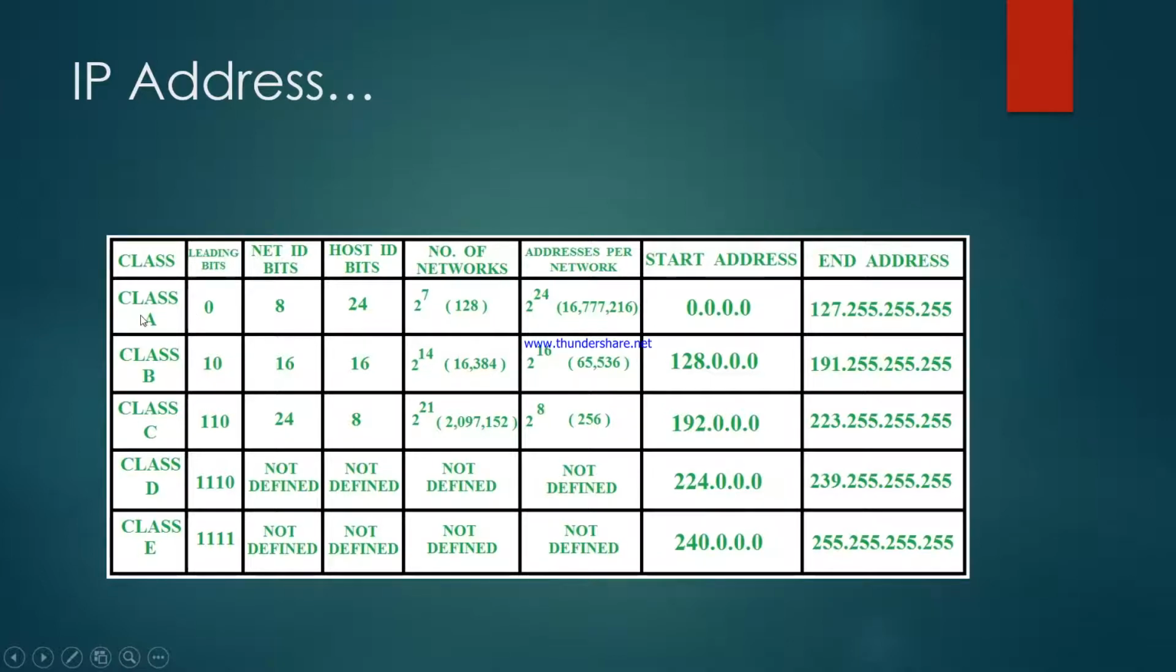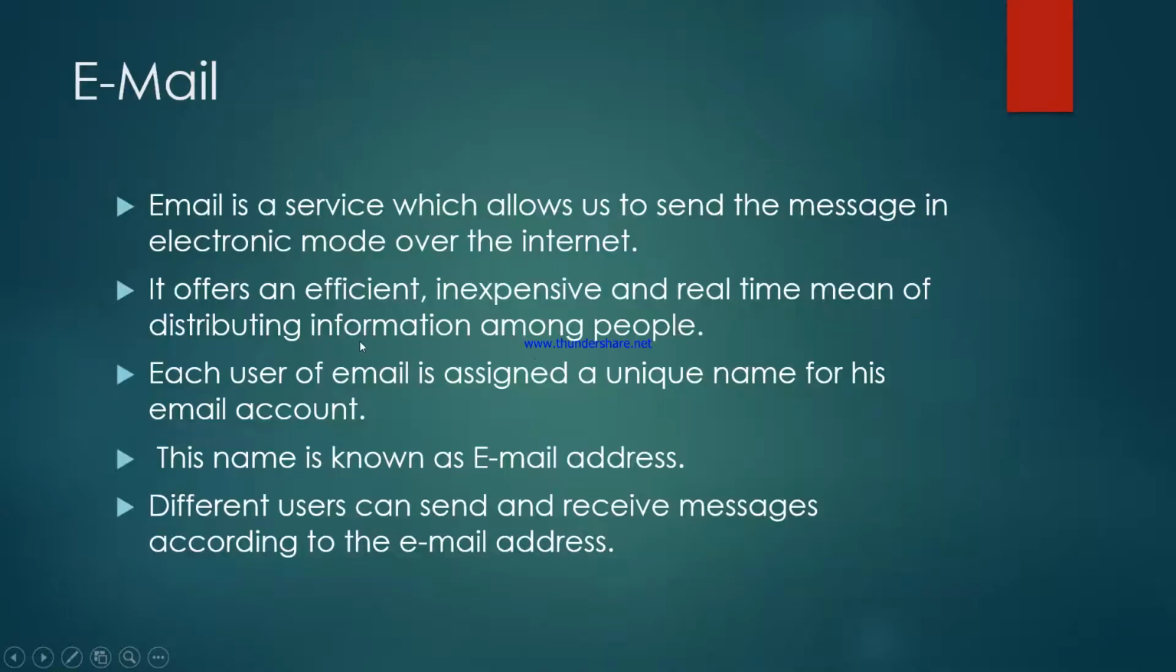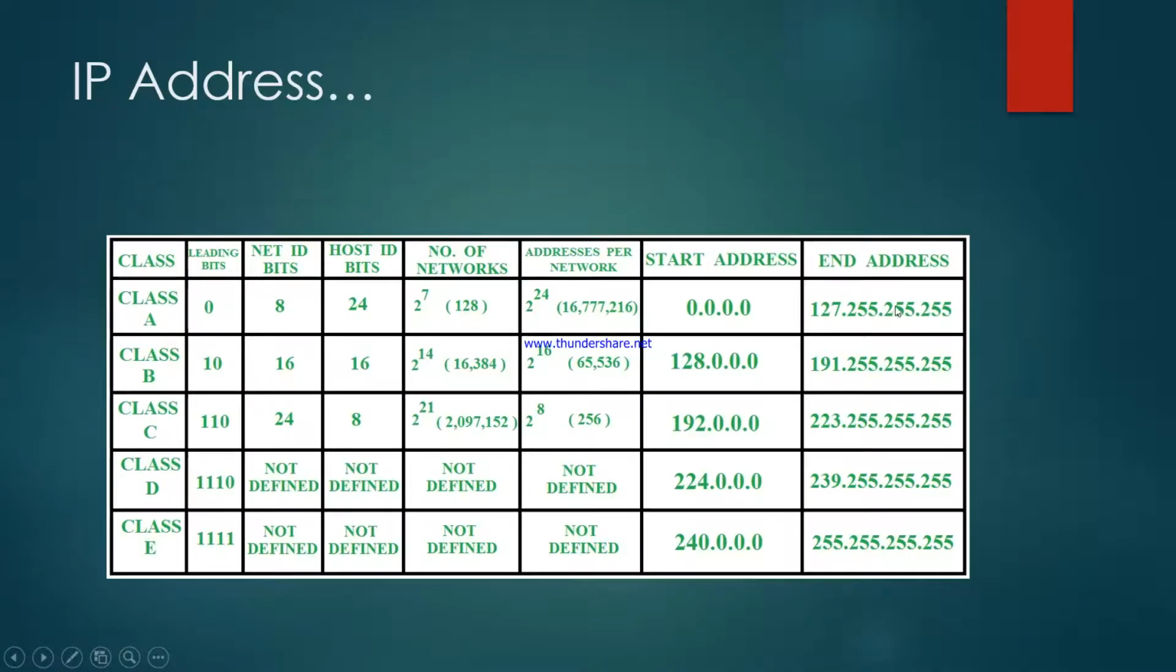So, see, class A starts from 0.0.0.0 and ends with 127.255.255.255. See here, the last 3 octets will be 255, 255, 255, and the first octet will go from 0 to 127. So, we can say that the range of class A IP addresses is from 0 to 127.